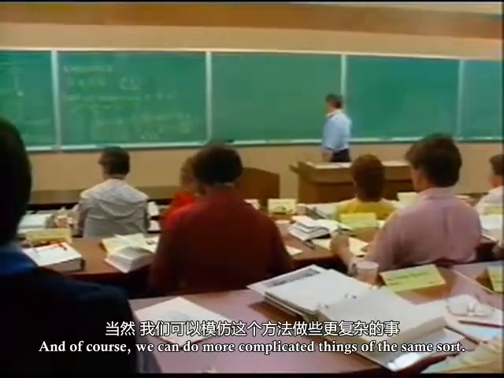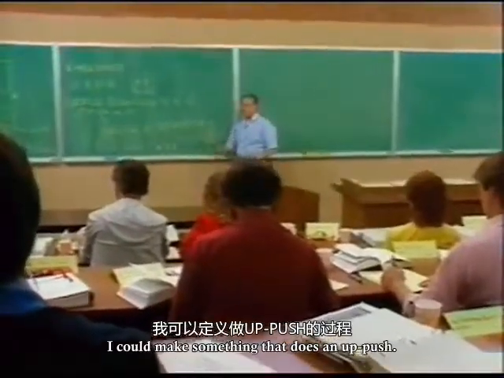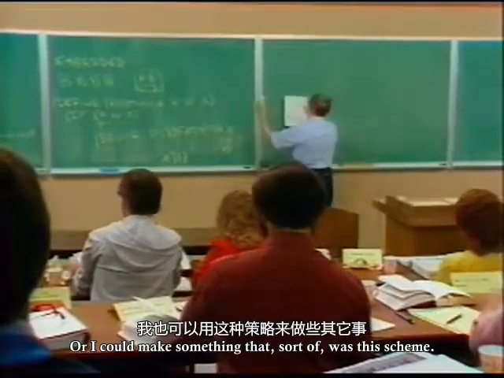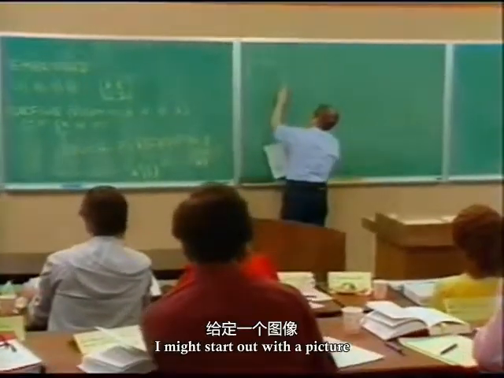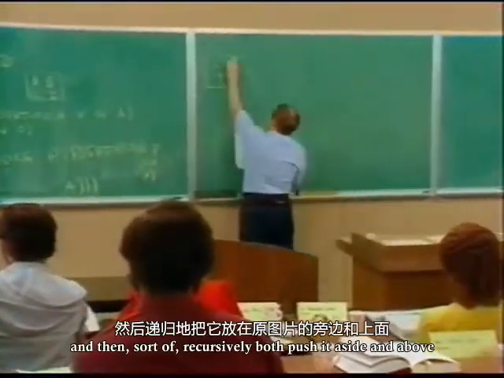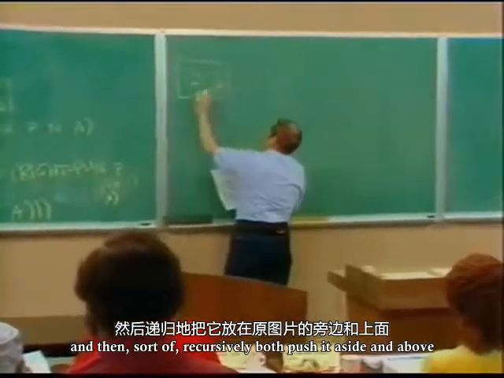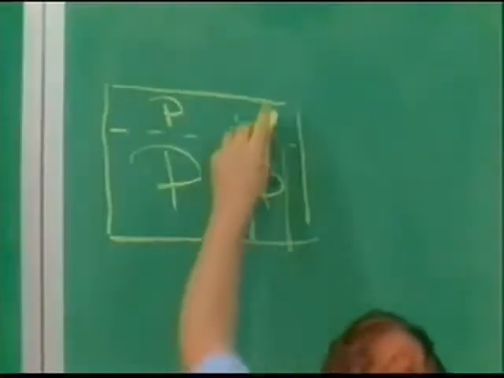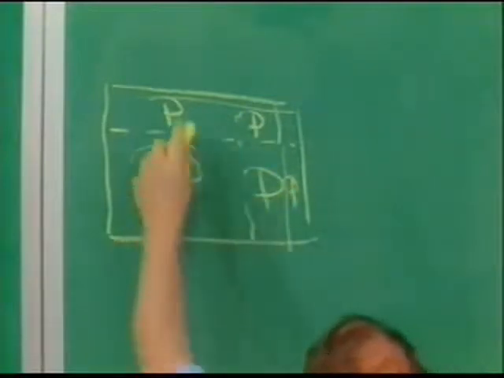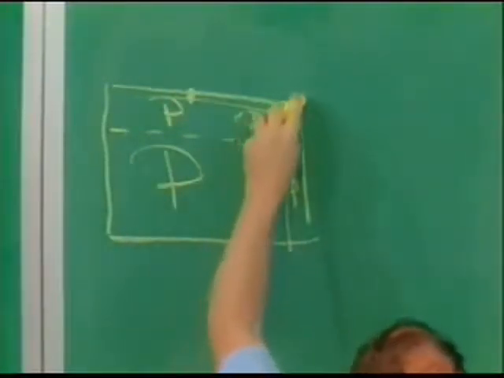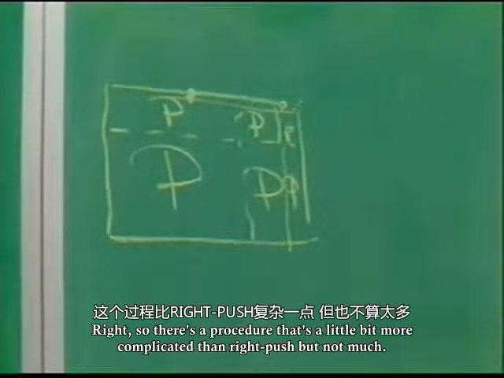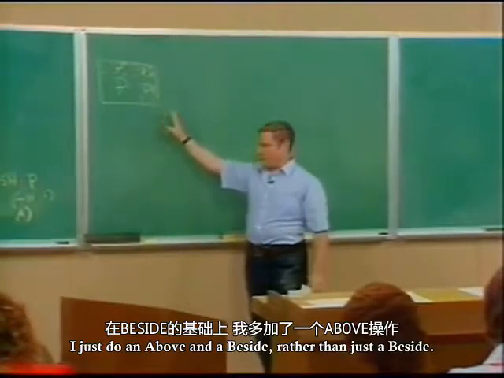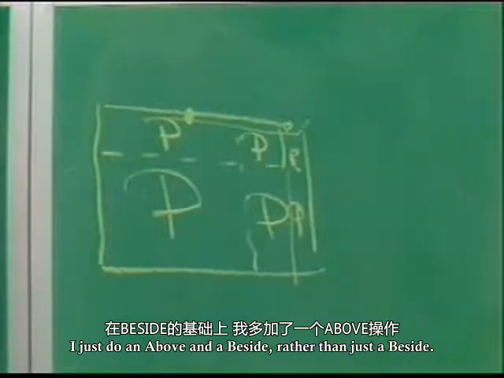And of course, we can do more complicated things. The same sort, I could make something that does an up push, that goes like this, by recursively putting something above. Or I could make something that follows this scheme. I might start out with a picture, and then recursively both push it beside and above. And that might put something there. And then up here, I put the same recursive thing. And I might end up with something like this. So there's a procedure that's a little bit more complicated than right push, but not much. I just do an above and a beside rather than just a beside.